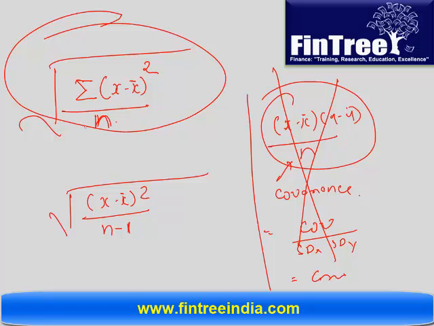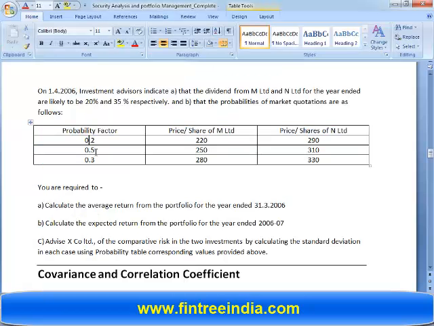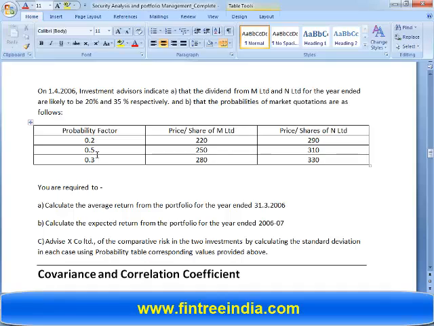What we need is just this: x minus x bar square divided by n. But this divided by n we use when the probability score is the same for each one of them. Now the probability scores are different, so we'll have an improvised version of the same formula: summation of x minus x bar square multiplied with probability. When you divide by n, what it basically means is every number was multiplied with 1 by n, isn't it? But now the probability score is different, so we'll multiply every number with a different probability. So write down below: calculation of standard deviation of shares M and N limited.